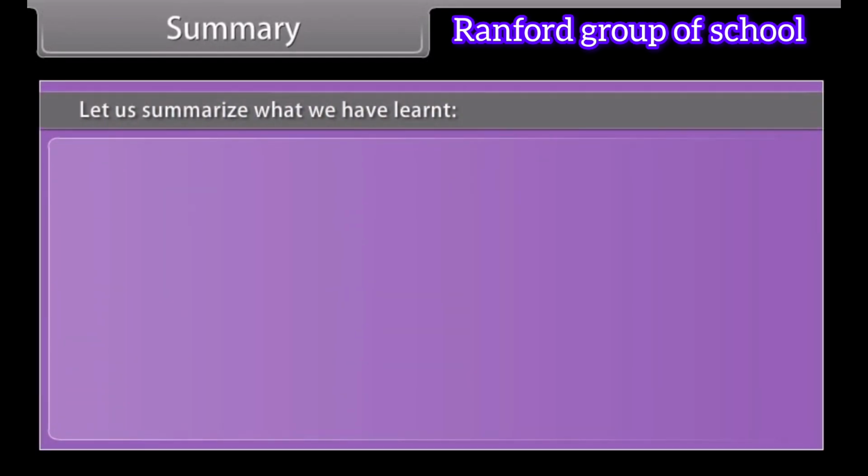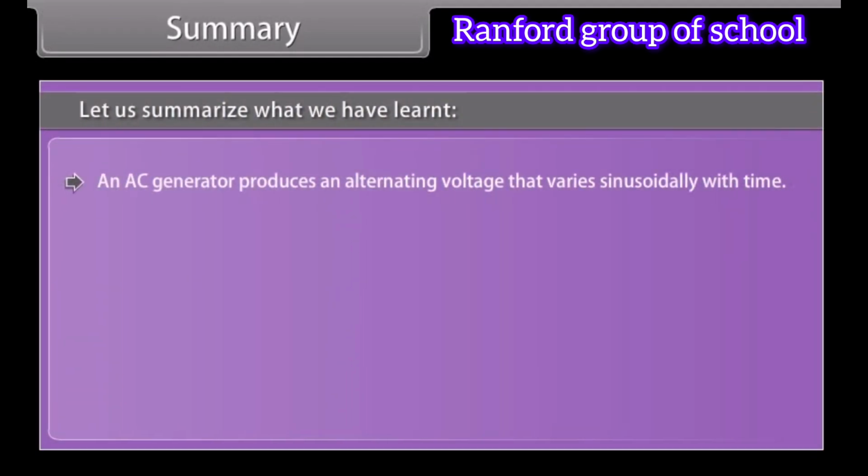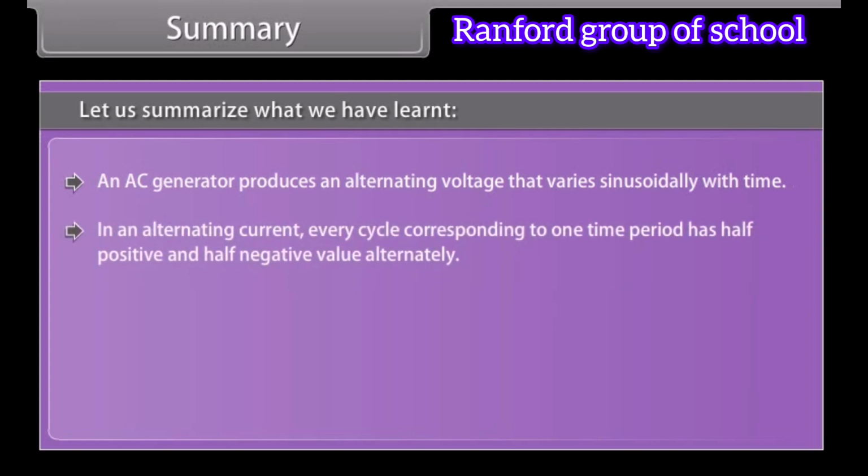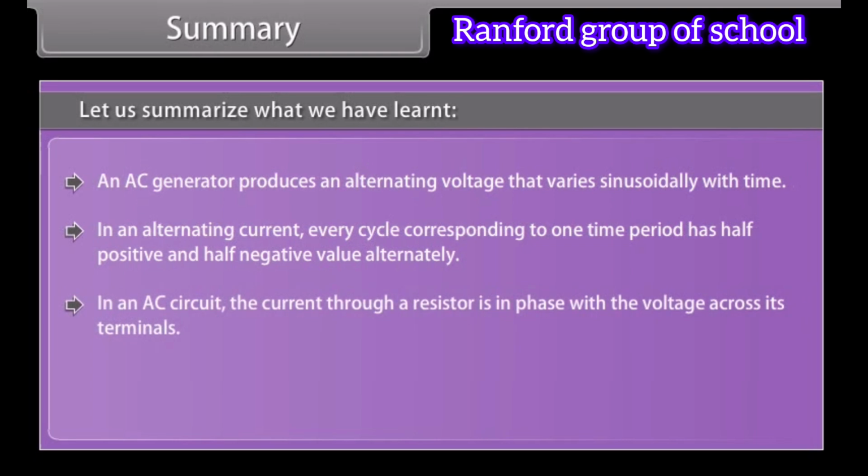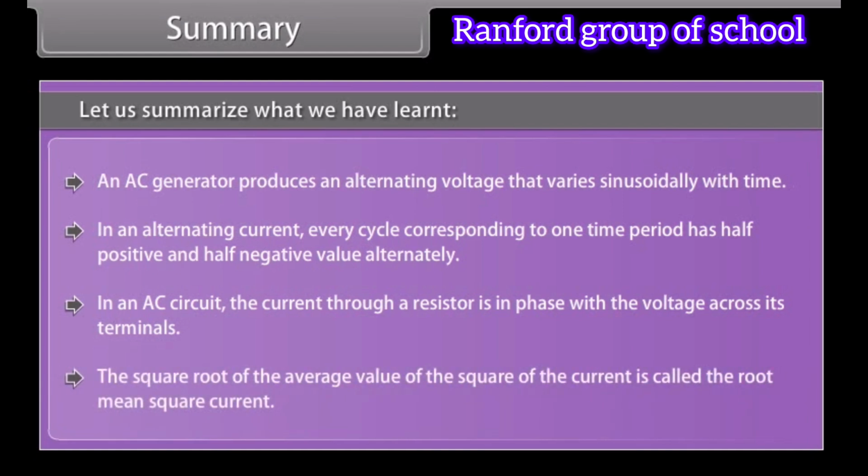Summary. Let us summarize what we have learned. An AC generator produces an alternating voltage that varies sinusoidally with time. In an alternating current, every cycle corresponding to one time period has half positive and half negative values alternately. In an AC circuit, the current through a resistor is in phase with the voltage across its terminals. The square root of the average value of the square of the current is called the root mean square current.